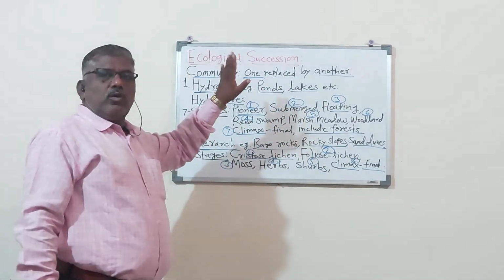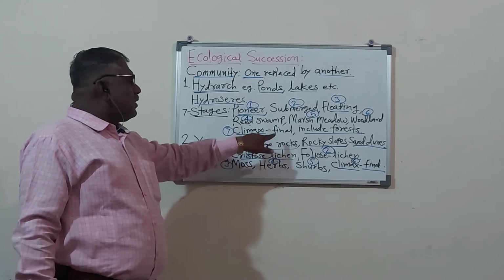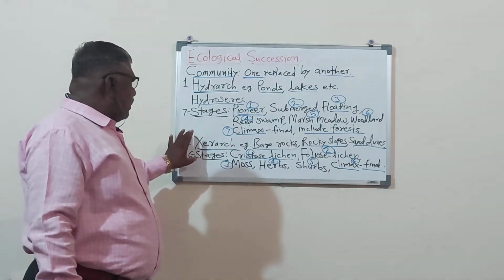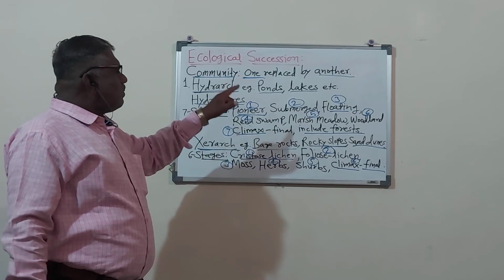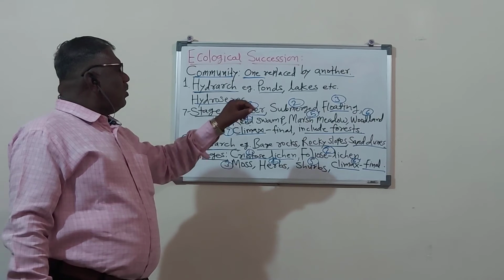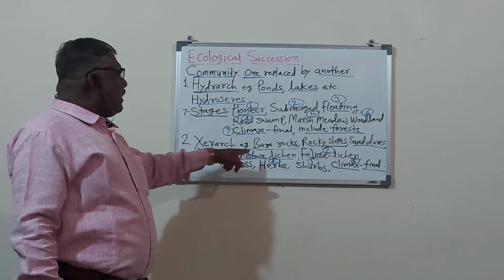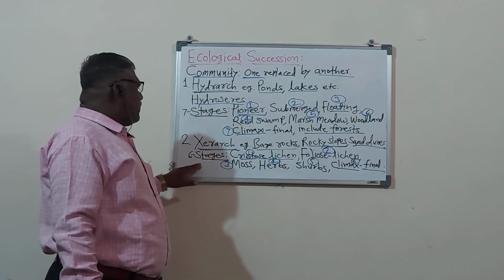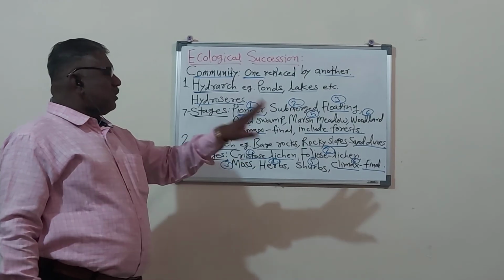Remember, hydrarch is the pond community or lake community, meaning community development in water. Xerarch's examples are the bare rocks, rocky slopes, sand dunes, meaning community development in the dry places. So these hydrarchs have seven stages. First is the pioneer, then submerged, then floating, then reed swamp, then marsh meadow, woodland, climax, which is the final. In xerarch, the examples are the bare rocks, rocky slopes, sand dunes, and there are six different stages: crustose lichen, foliose lichen, moss, herbs, shrubs and climax.